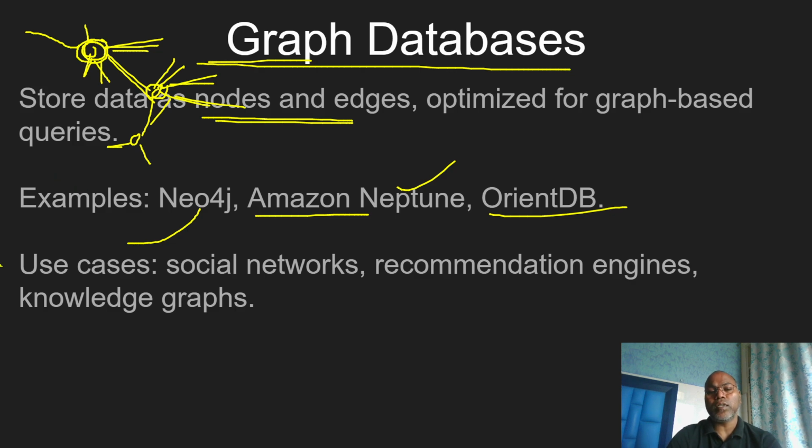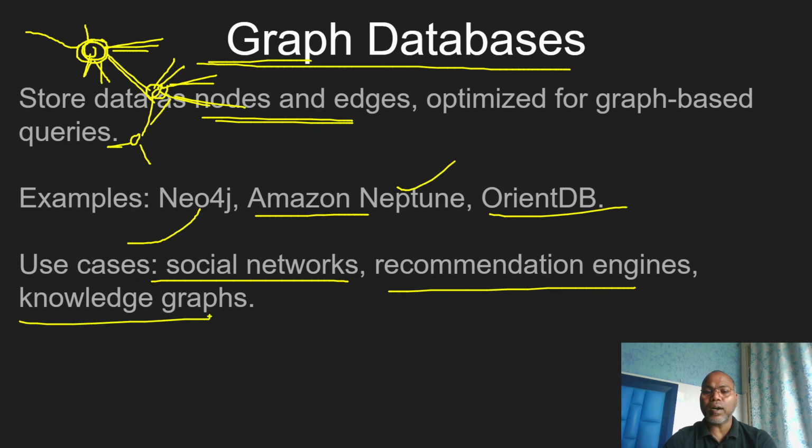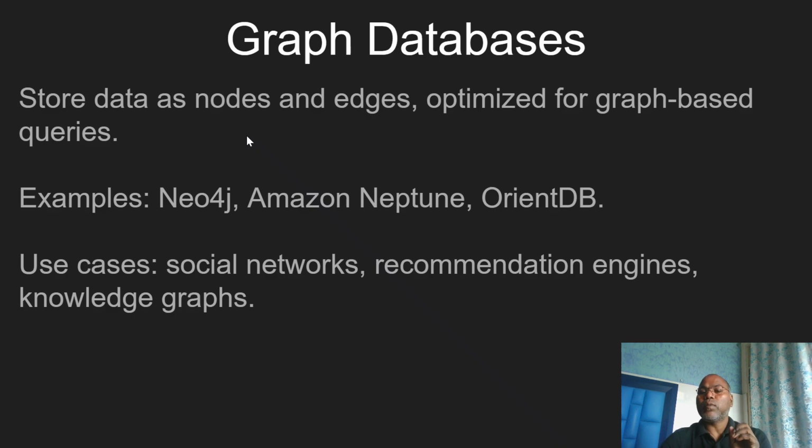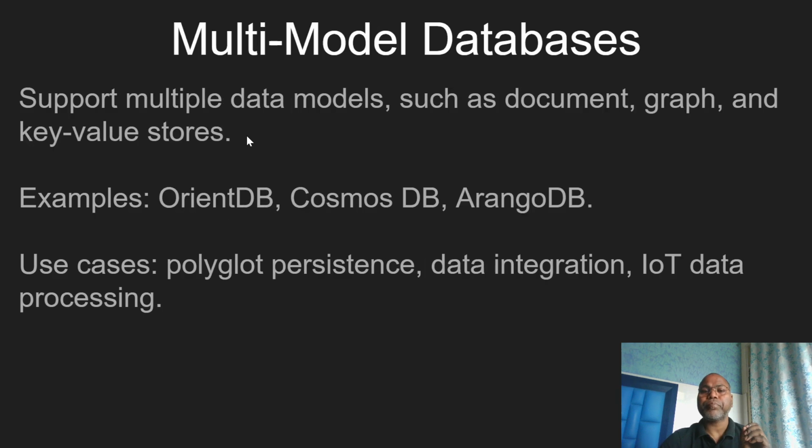And for use cases, similar to what I talked about, whenever you build any social media platform, Facebook, Instagram, LinkedIn, where people are related through friendship, friends, followers. In this scenario, you might be building a recommendation engine, or building a knowledge graph. So for these kinds of applications, a graph NoSQL database is a preferred choice. And you can select open source software or non-open source software.